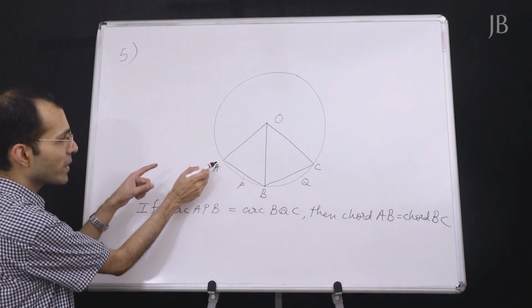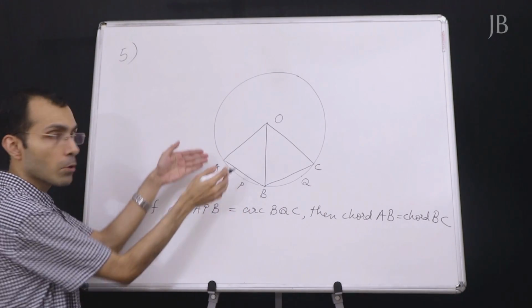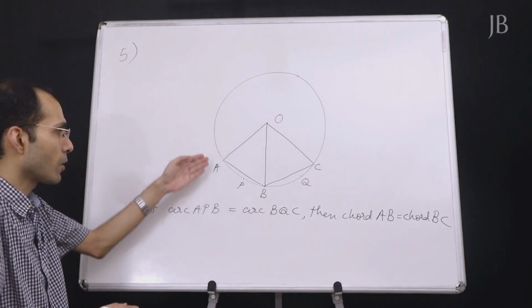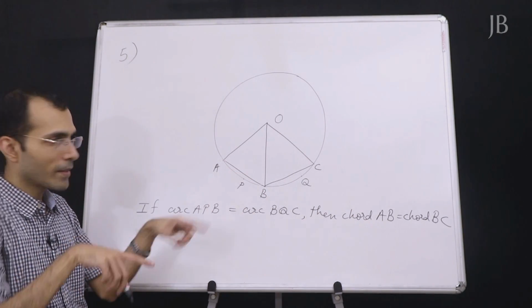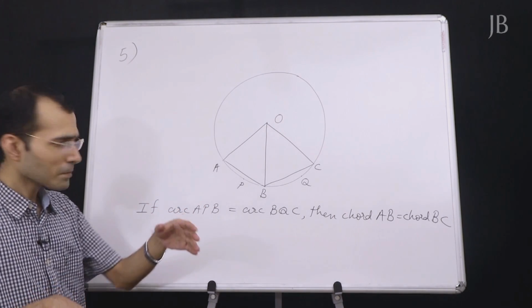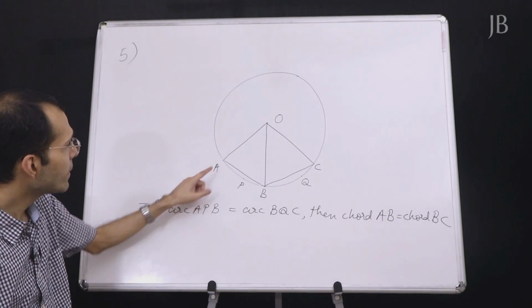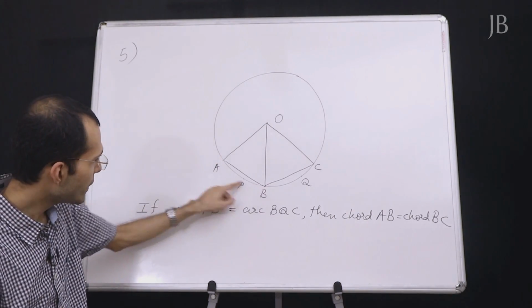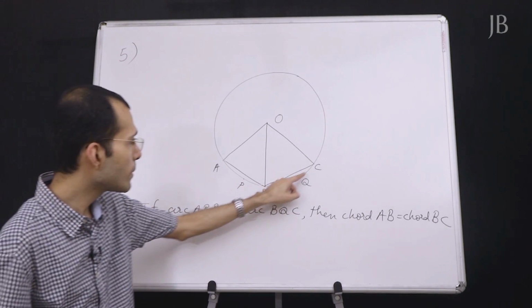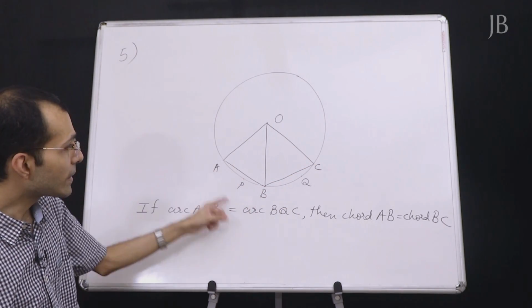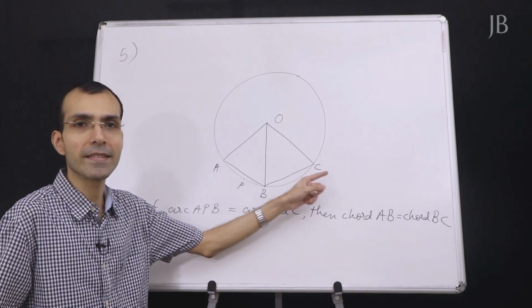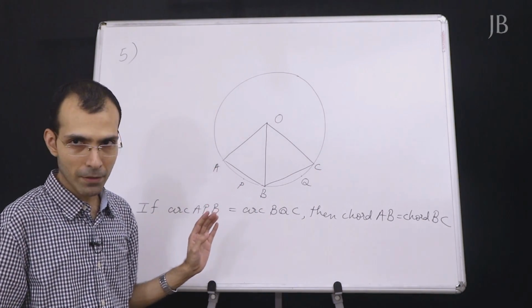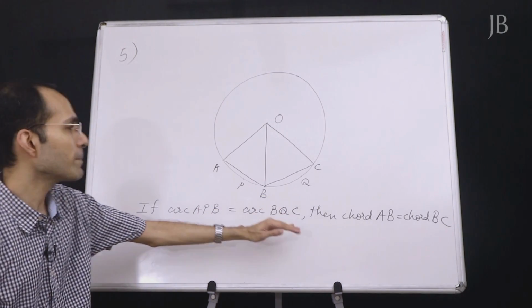Don't confuse between arc APB being equal to chord AB, that is not possible. Chord AB will be naturally shorter than the arc because arc is curved and chord AB is a straight line distance. What it tries to say, if arc APB is equaling arc BQC, then chord AB will equal chord BC. Comfortable with this? So this is one concept.